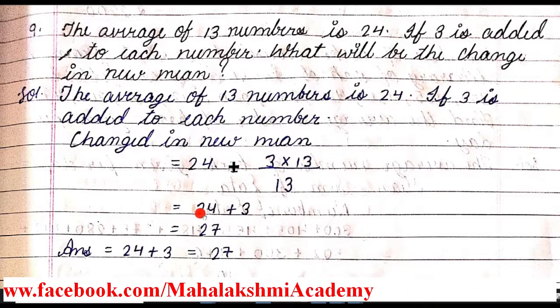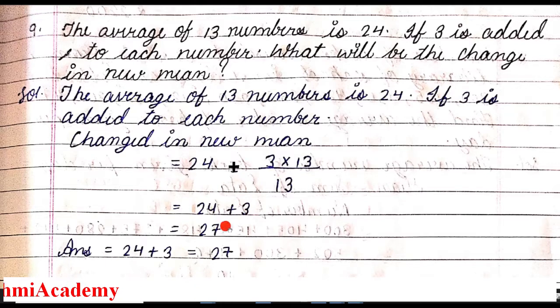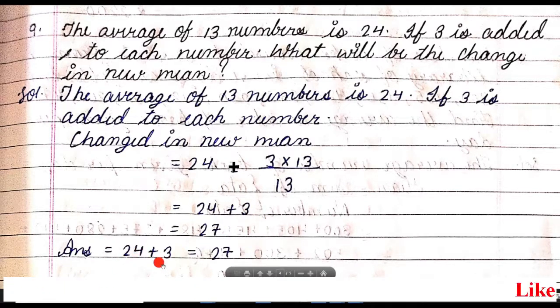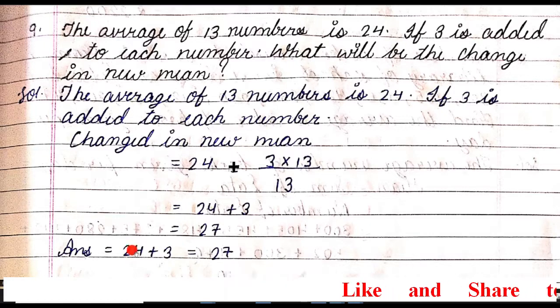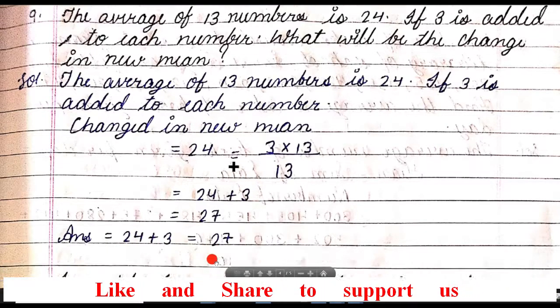Already the mean of 13 numbers is 24, and the extra mean which we got is 3. So the total mean is 27. So the answer is 24 plus 3. Why did I write 24 plus 3? Because they want to know the new mean. The original mean is 24, the extra is 3, so the total is 27.